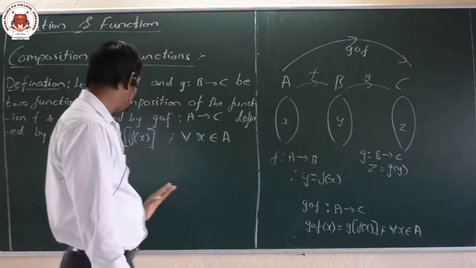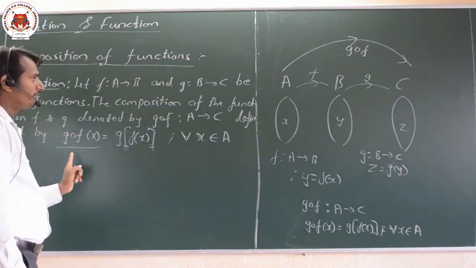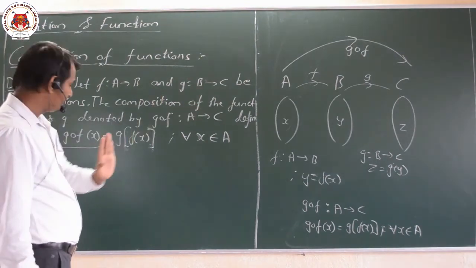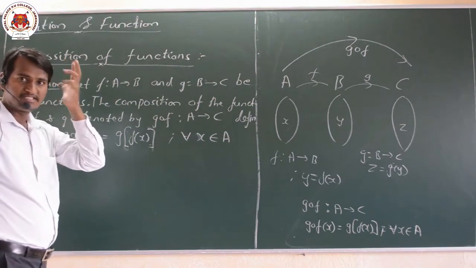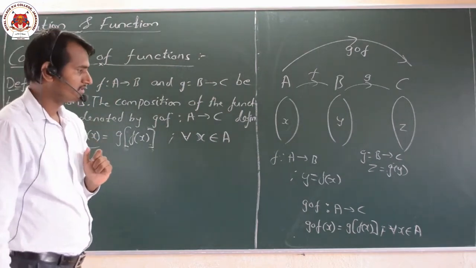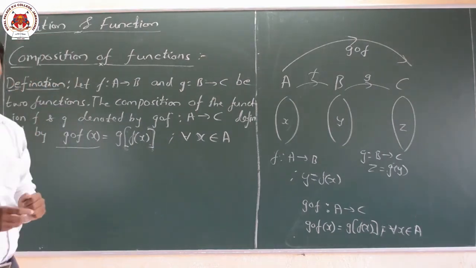So for the function g of f, the domain is nothing but the set A itself and the codomain is nothing but the set C. That means it is whatever mapping from A to C we have. Is it clear, everyone? So dear friends, please pause the video to note down the definition of this particular function.